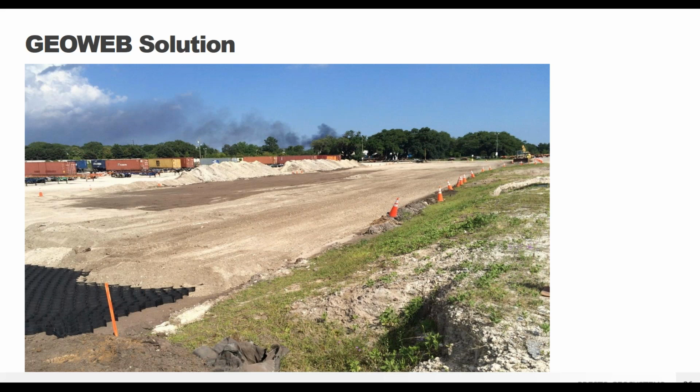So the GeoWeb system was going to confine the infill. It controls shearing along the lateral and vertical movements, so there's no more rutting. You don't have to come back and constantly fix the surface after that reach stacker goes through.